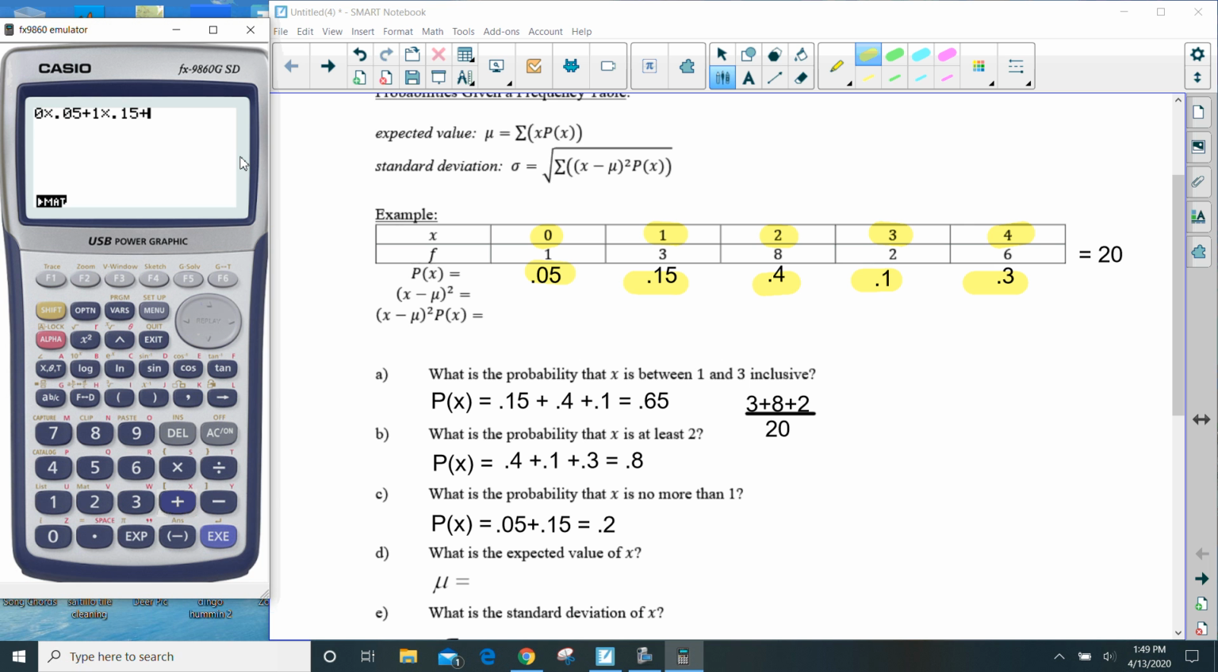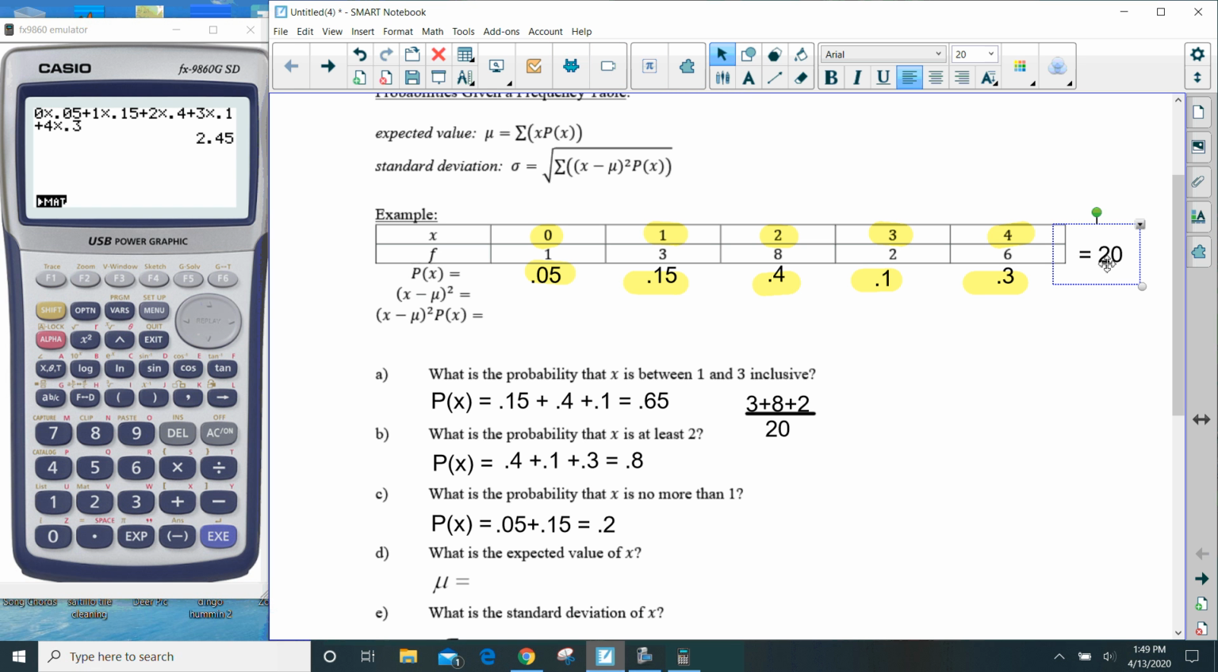So X times P(X) plus X times P(X) plus X times P(X). And so there you go. Without a fancy calculator, you can absolutely get the expected value. I'll show you one more way here that you can get this number.